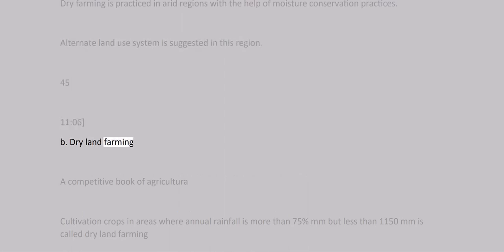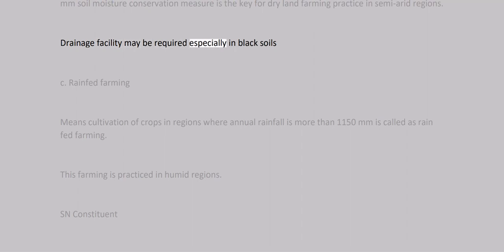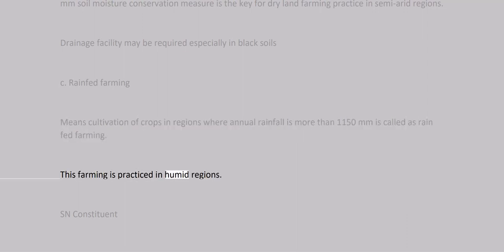B. Dry land farming. Cultivation of crops in areas where annual rainfall is more than 750 mm but less than 1,150 mm is called dry land farming. Soil moisture conservation measure is the key for dry land farming practice in semi-arid regions. Drainage facility may be required especially in black soils. C. Rain-fed farming means cultivation of crops in regions where annual rainfall is more than 1,150 mm. This farming is practiced in humid regions.